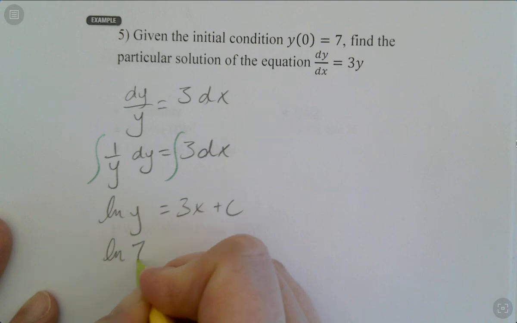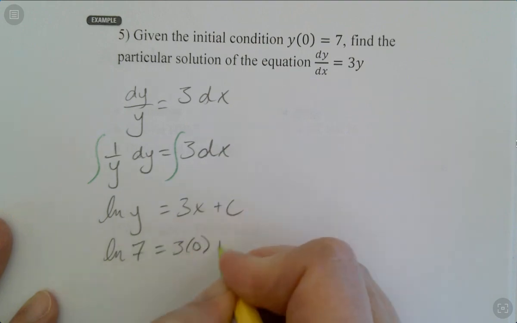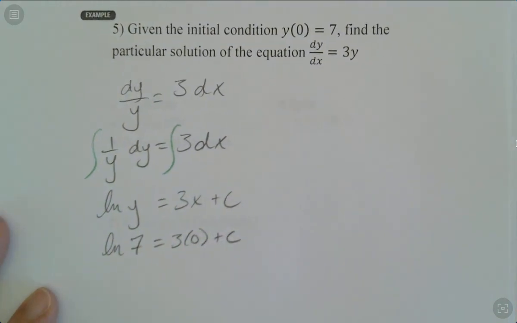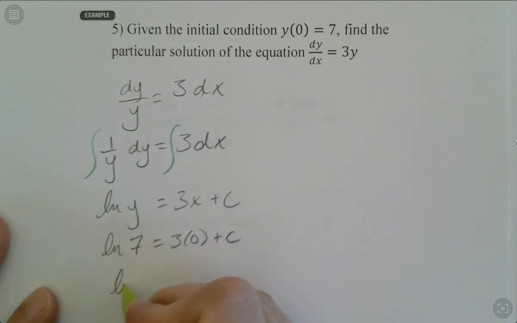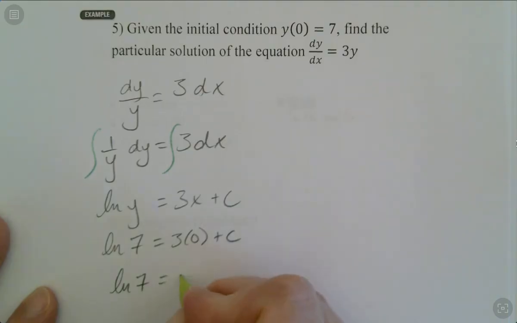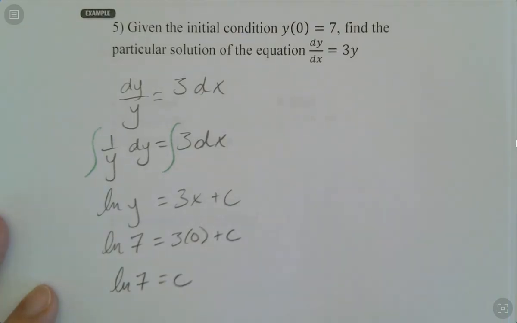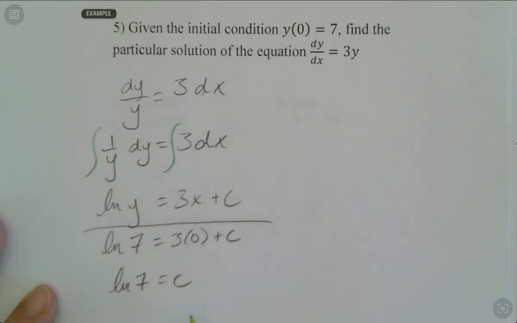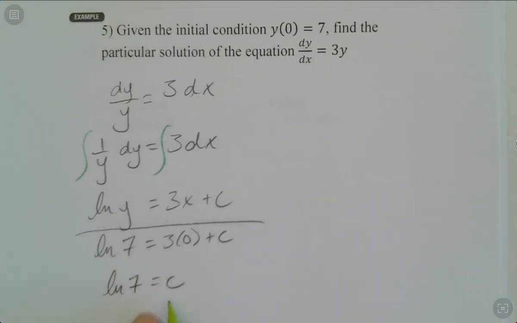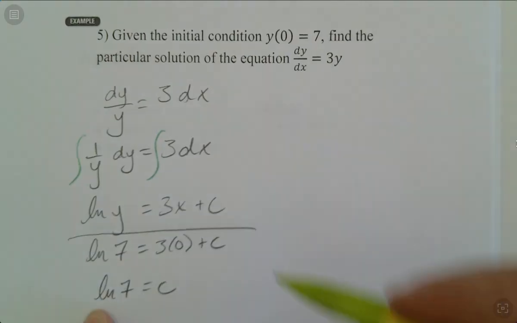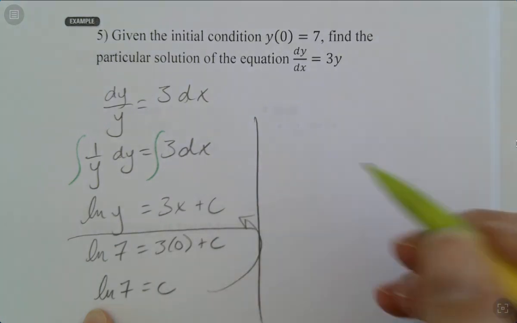Okay, so are we there with the natural log of 7 equals c? No, I forgot to do that part. Yes. So natural log of 7 is some decimal, but I'm just going to leave it as natural log of 7. So now I'll plug that back in.